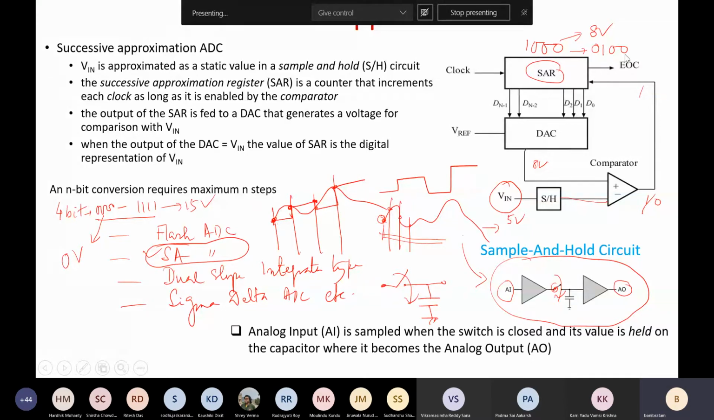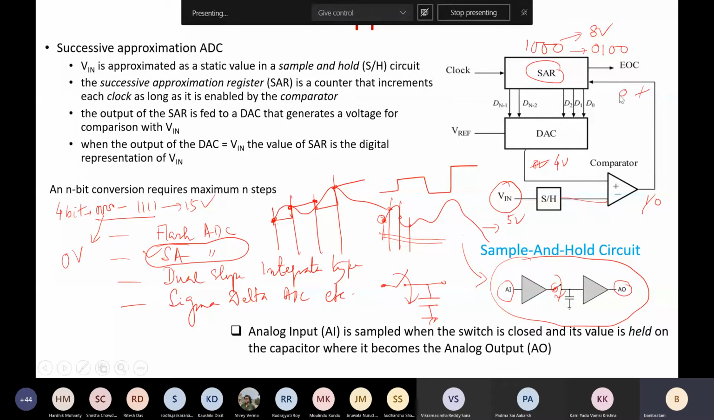Again, 0100 corresponds to how many volts for this example? Simply 4 volt. So this 4 volt will be coming here and will be compared with 5 volt. In this comparison, the 5 volt is more than the 4 volt. So instead of 8 volt, in the next step 4 volt will come, and 4 volt and 5 volt will be compared. It will see the negative input is more, so here you will get 0.